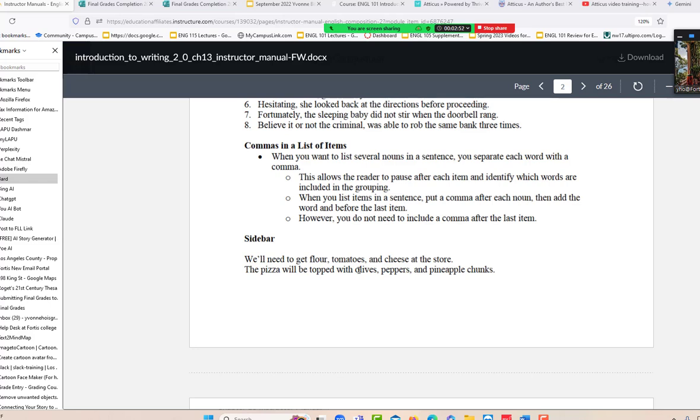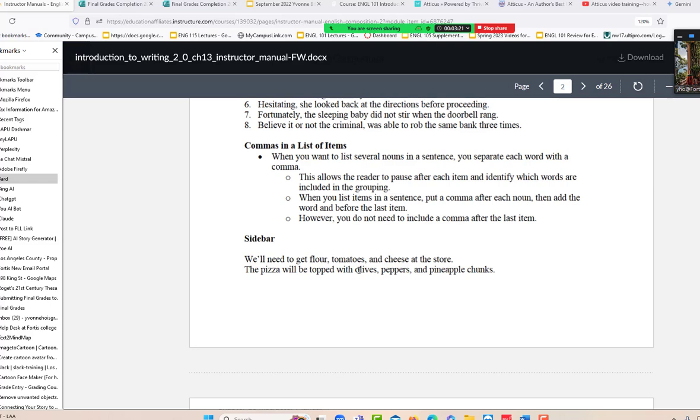Comma in a list of items. When you want to list several nouns in a sentence, you separate each word with a comma. This allows the reader to pause after each item and identify which words are included in the grouping. When you list items in a sentence, put a comma after each noun, then add the word "and" before the last item. However, you do not need to include a comma before the last item.